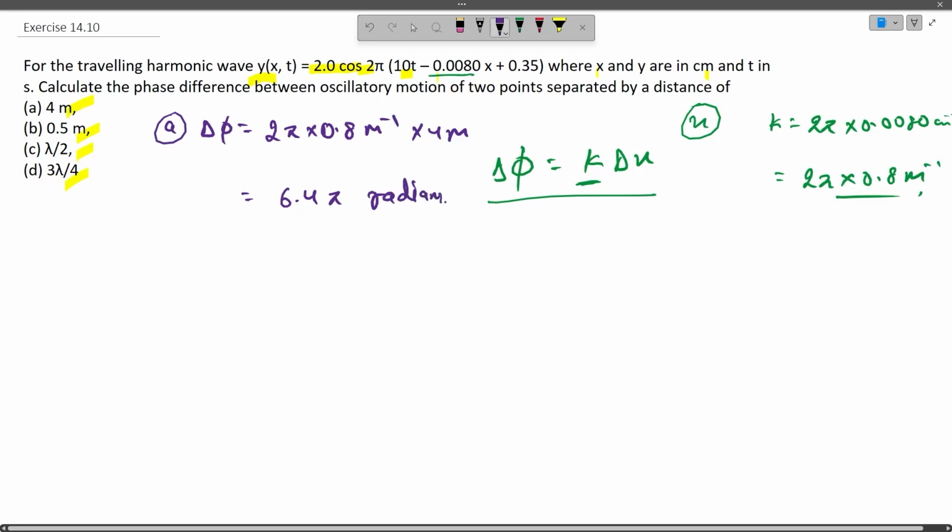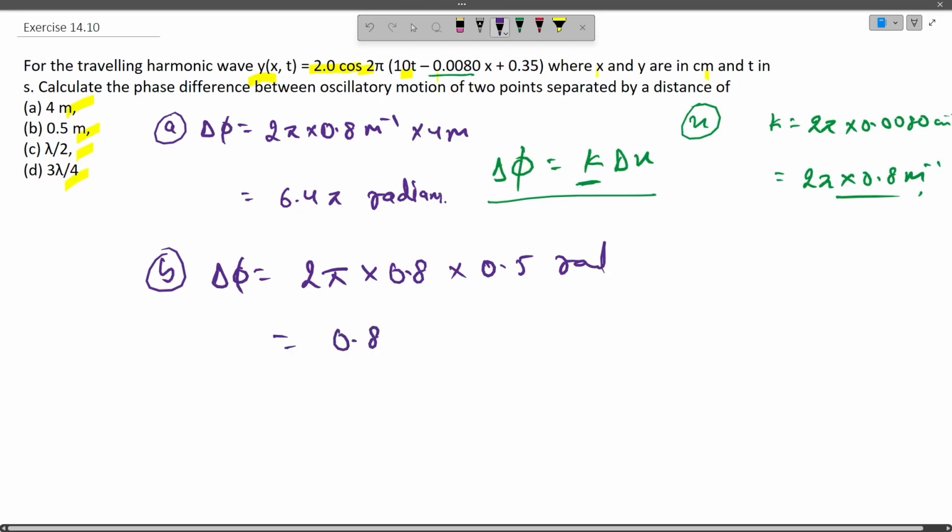Now in question B, we have Δx equal to 0.5 meters, so Δφ would be equal to 2π times 0.8 multiplied by 0.5 radians. Now that would be equal to 0.8π radians.